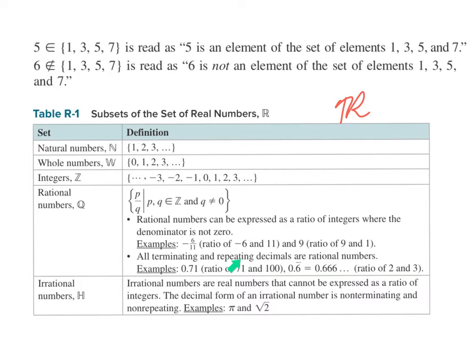So 0.3 repeating, 0.6 repeating. Okay, and there's some examples down here. Those are rational. So if you have a decimal that ends, it's rational. If you have a decimal that repeats, it's rational. If you have a decimal that never ends and never repeats, then it is irrational. Anytime you have a square root of something that's not a perfect square, it's going to be irrational. Pi is irrational. You learned about E probably in Algebra 2. That is irrational.